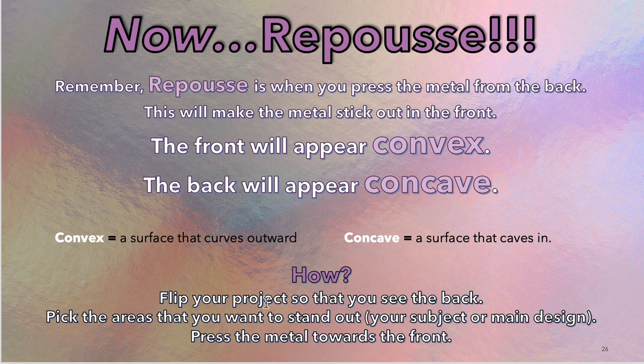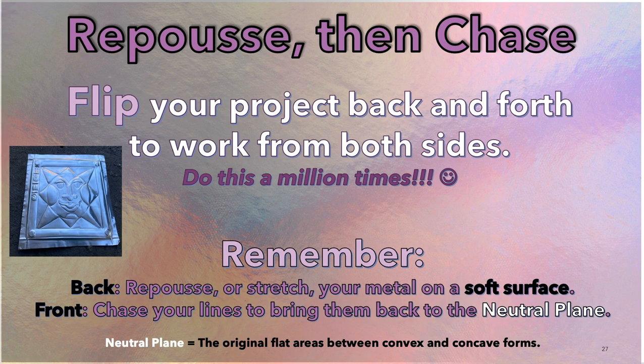And how are you going to do this? You're going to flip your project so that you see the back. Pick the areas that you want to stand out, your subject or main design, as well as the frame, and press the metal toward the front. Repousse, then chase. Flip your project back and forth to work from both sides. Do this 1,000,000 times. Obviously exaggerating, but it'll feel like that.